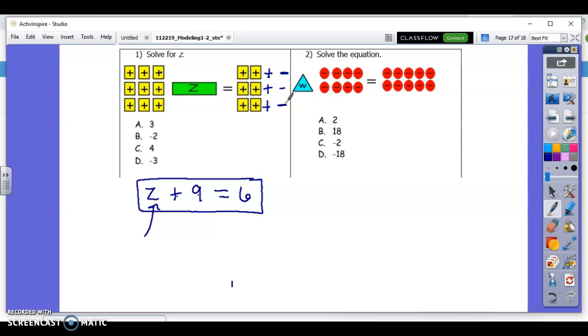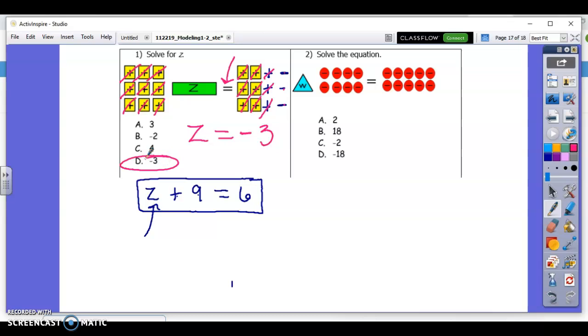So now when I look at it, I do have 9 negatives to take away from both sides. So if I cross out 9 of these, I have to do the exact same thing on this side because it says that they're equal. 1, 2, 3, 4, 5, 6, 7, 8, 9. So now I have z by itself. So z equals 1, 2, 3, negative 3. So the answer should have been D.